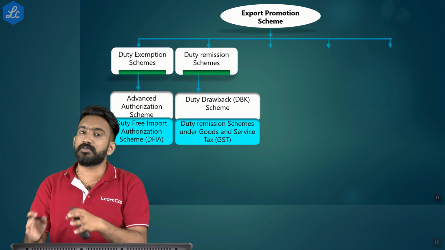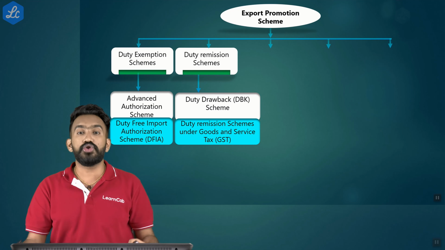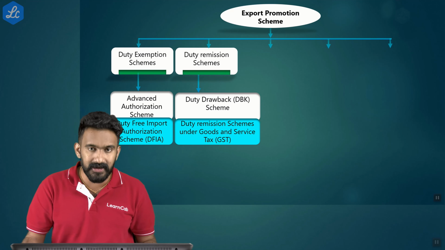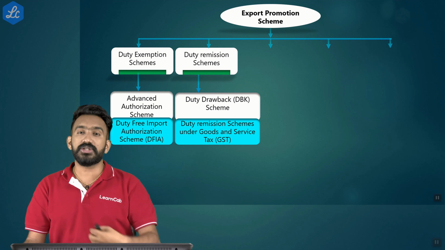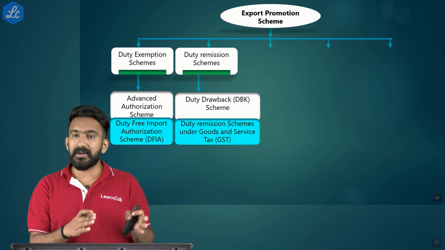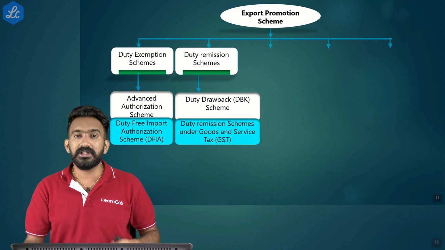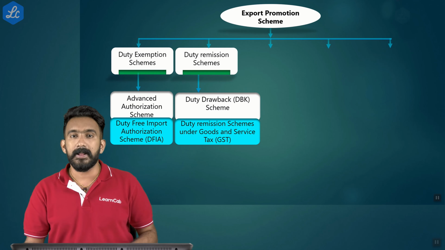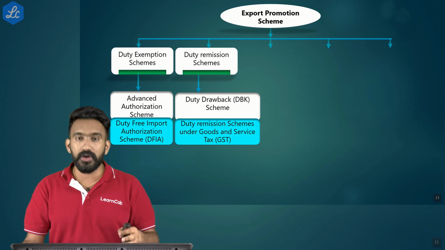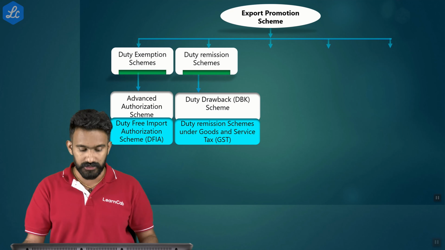Then 75 talks about those import which are used in manufacture of certain exportable goods, wherein your drawback is linked to an all India rate, all industry rate, and there's a brand rate that is announced by the government. Based on that you get drawback of duty that you paid on import.